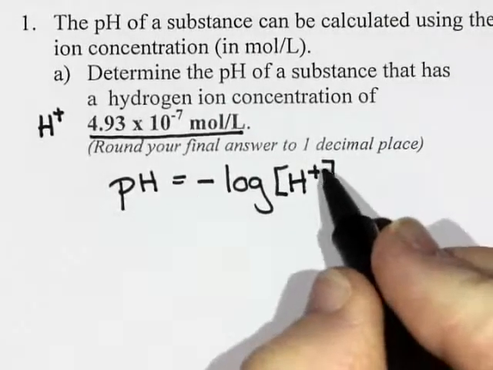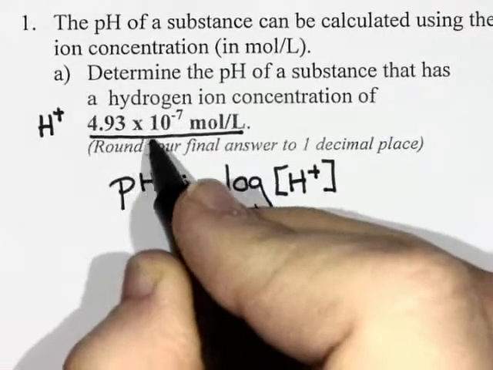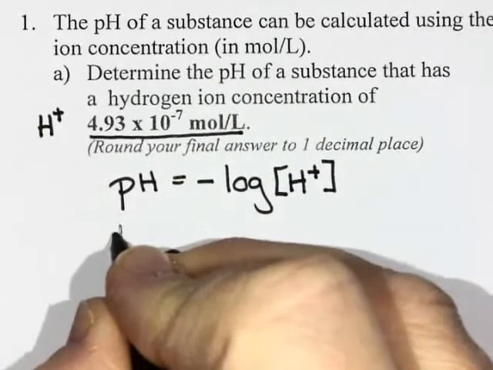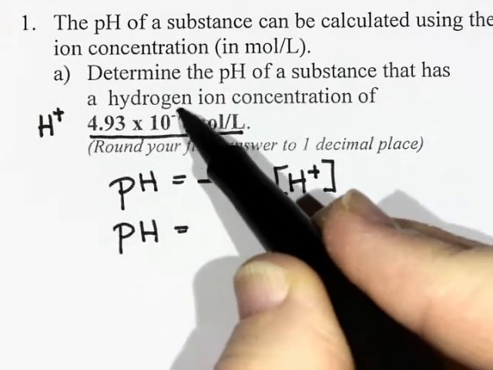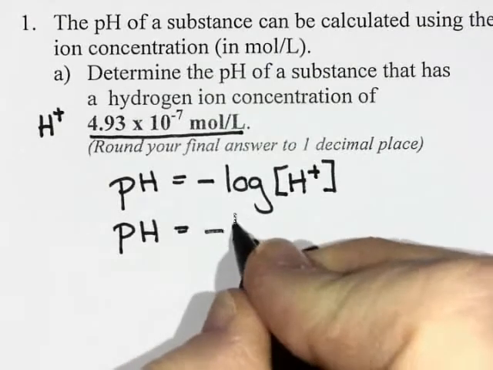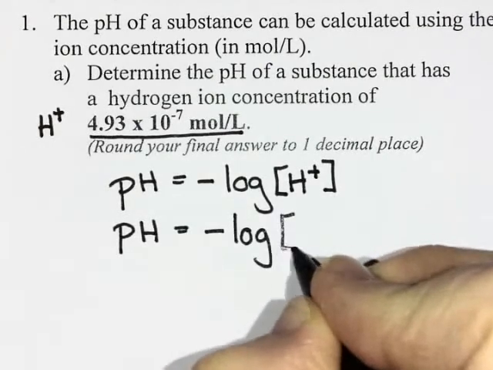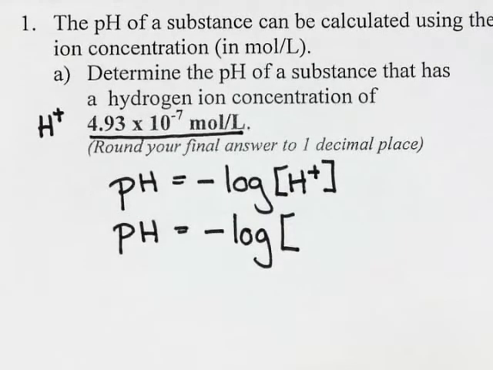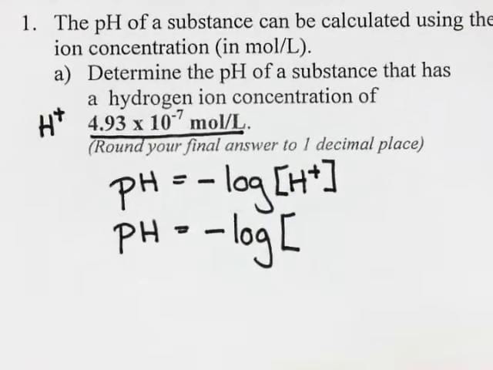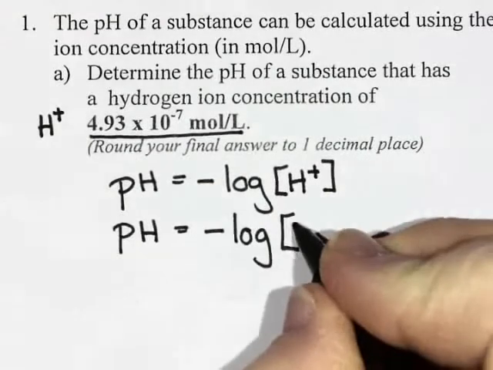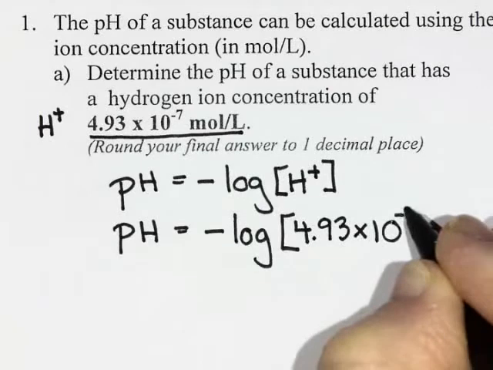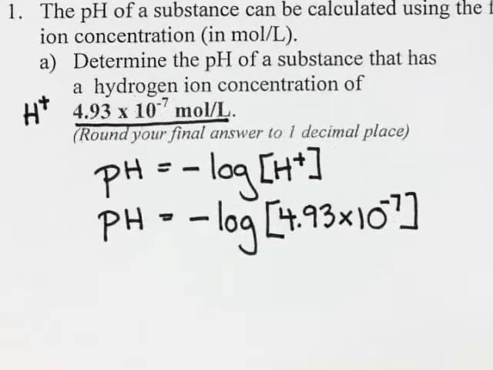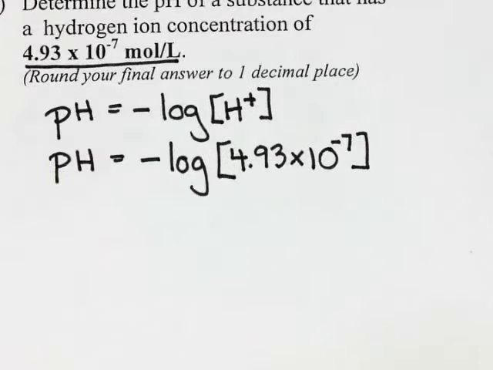So I know that my hydrogen ion concentration is 4.93 times 10 to the negative 7. That is scientific notation because that is a very small number. The negative exponent tells me that it's a pretty small number there. So instead of having to write 0.000000493, we just write it using scientific notation. Okay, so I have that pH is negative log and then 4.93 times 10 to the negative 7.